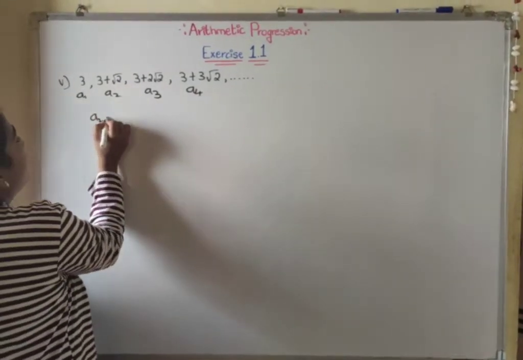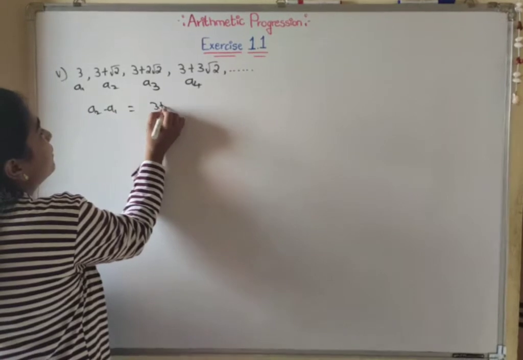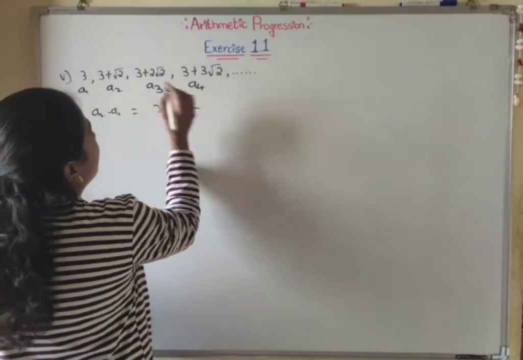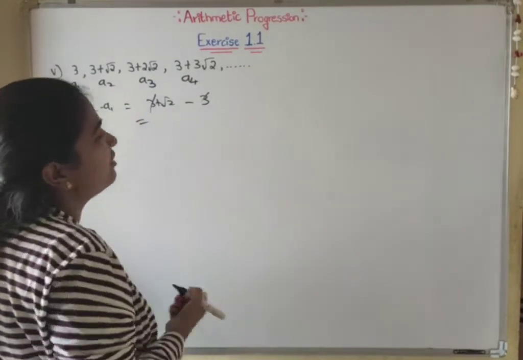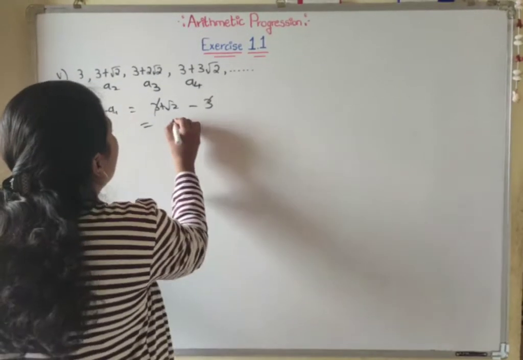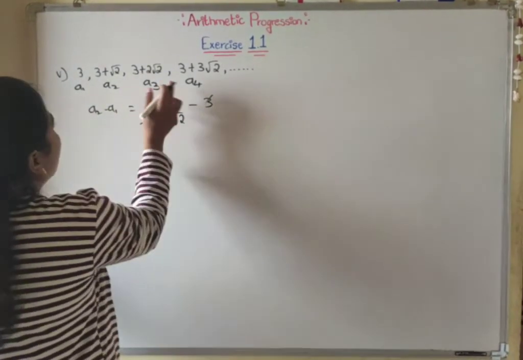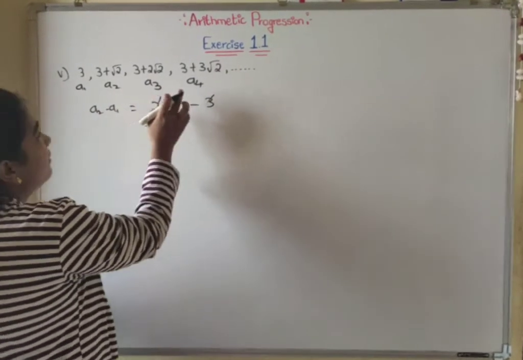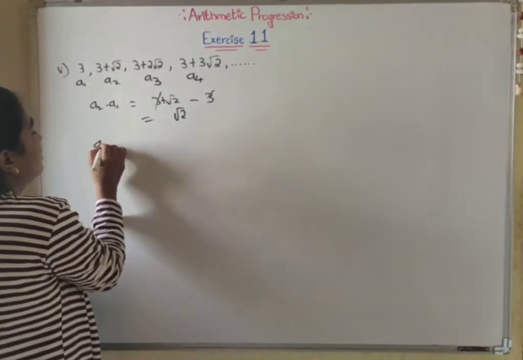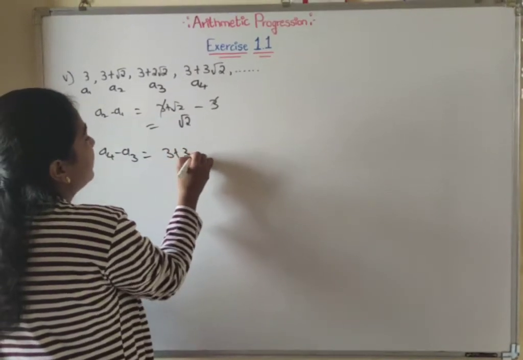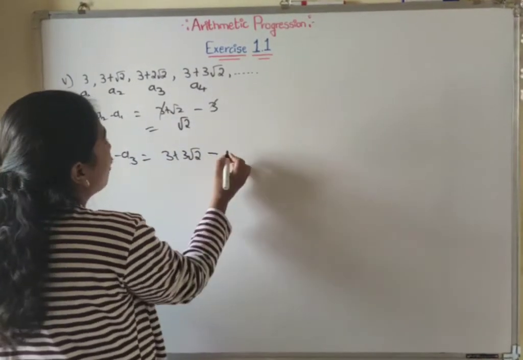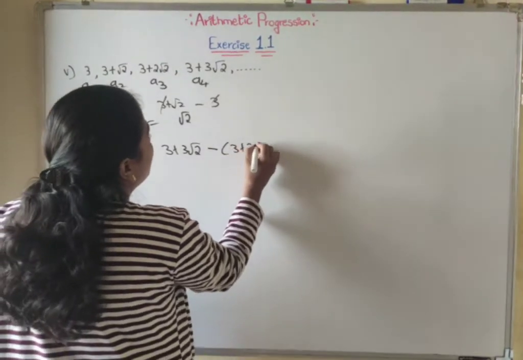Now A2 minus A1: 3 plus root 2 minus 3. See here students, plus 3 minus 3 gets cancelled, or 3 minus 3 you can write as 0. Only root 2 is remaining. Now here I will take A4 minus A3: 3 plus 3 root 2 minus of 3 plus 2 root 2.